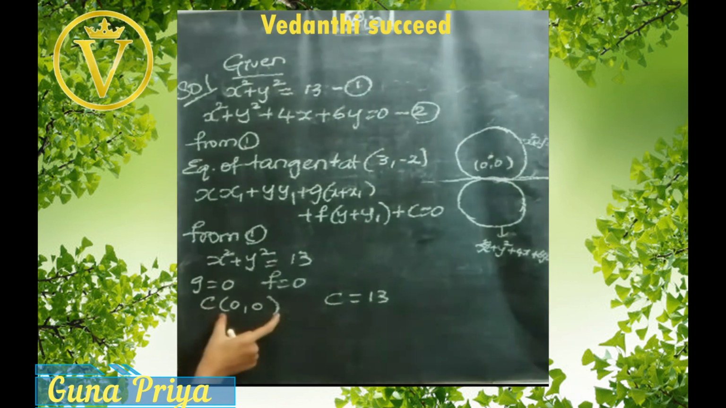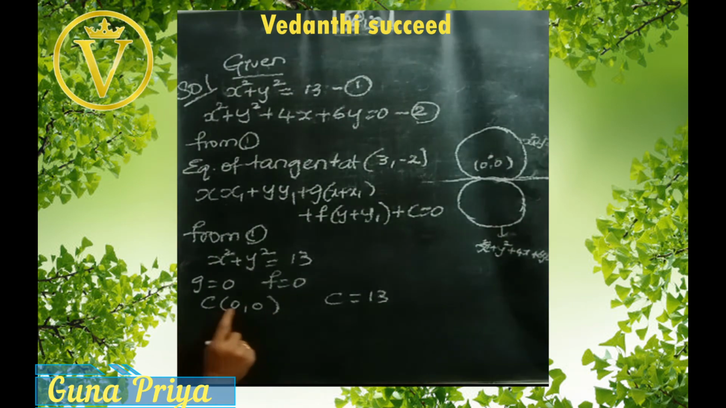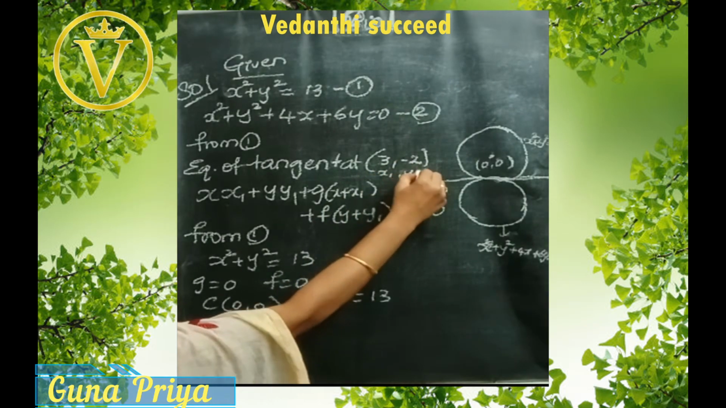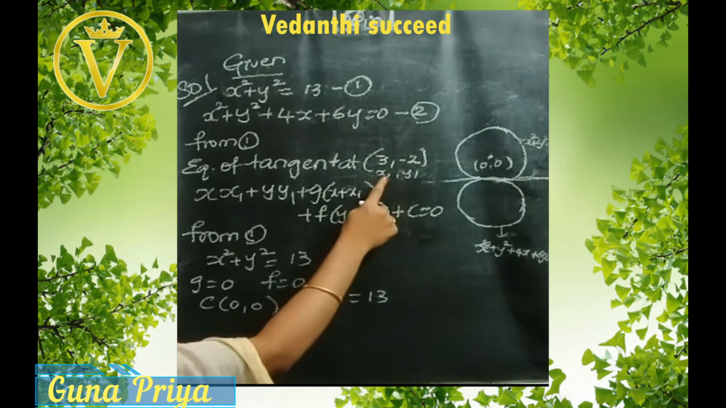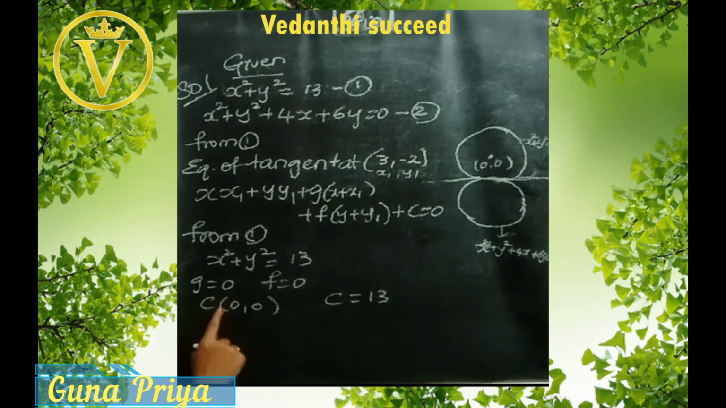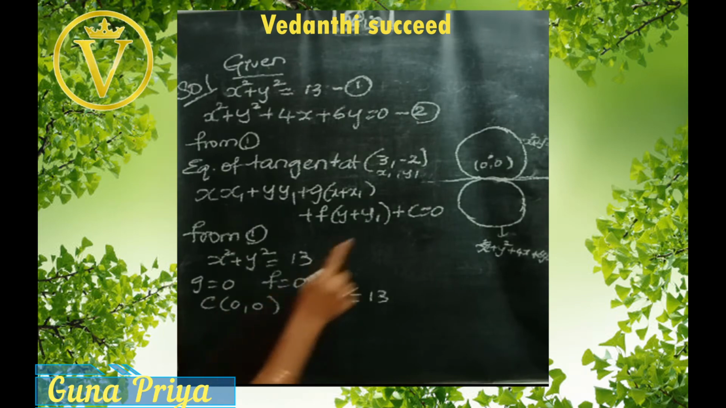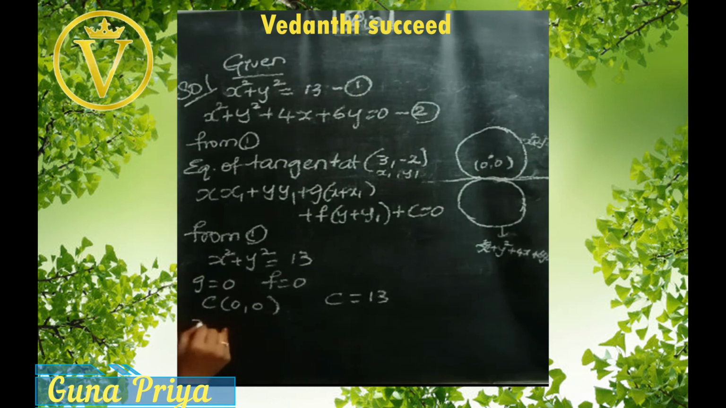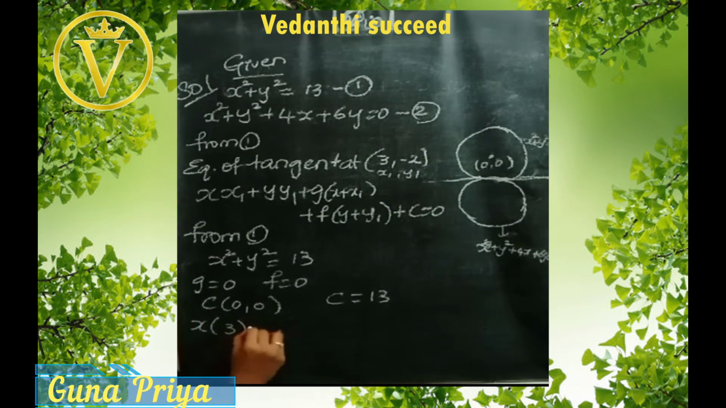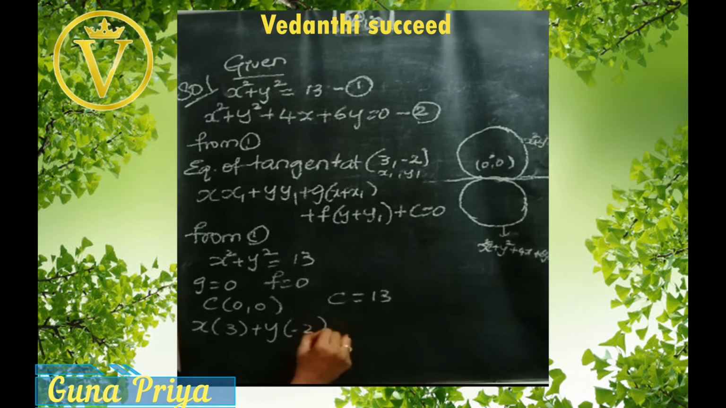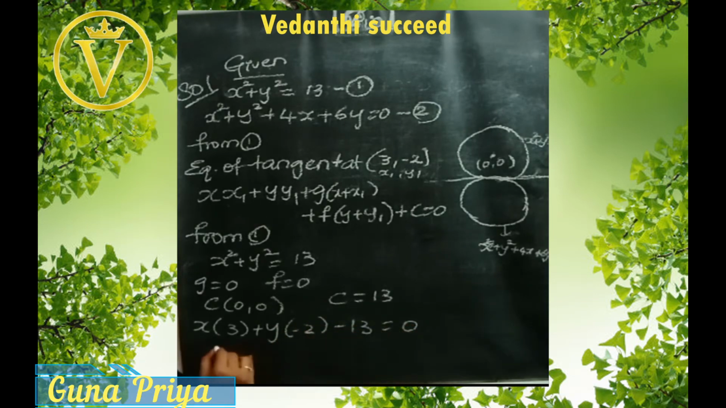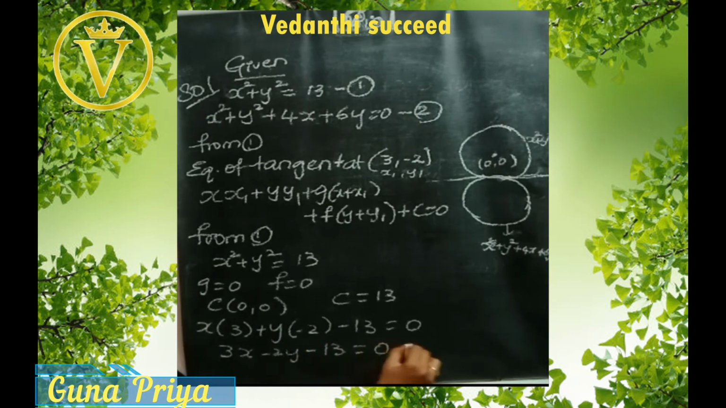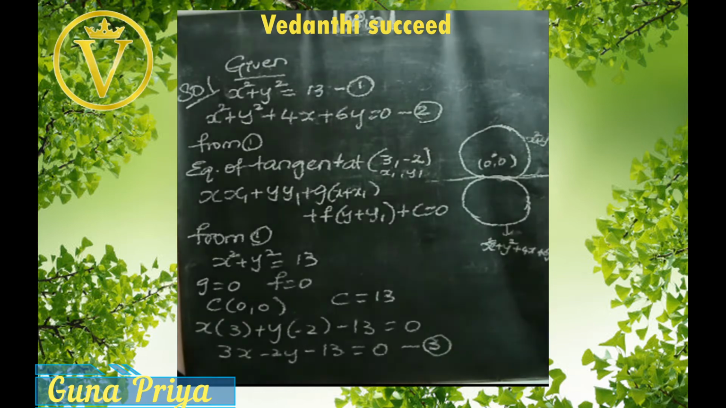Now we substitute x1 and y1 here, and g and f, and c is 13. Then you will get the equation of the tangent: x into 3 plus y into minus 2 minus 13, that is 3x minus 2y minus 13 equals 0. Let's call this equation number 3.